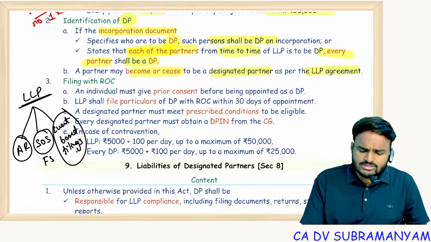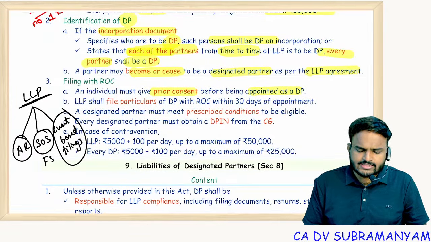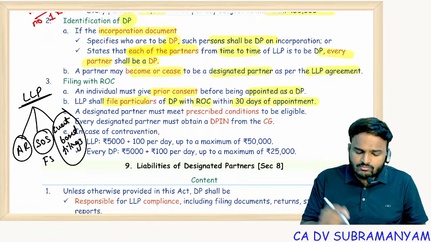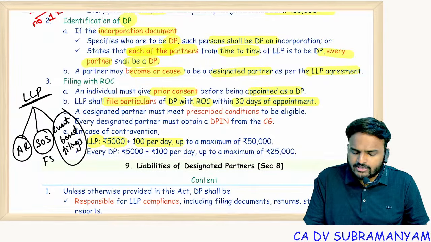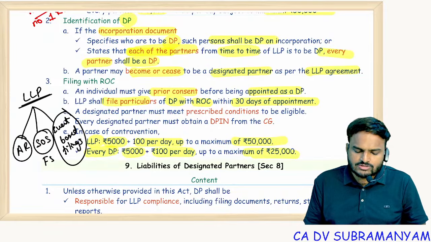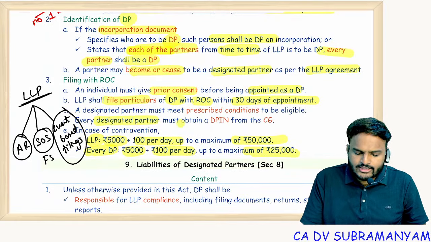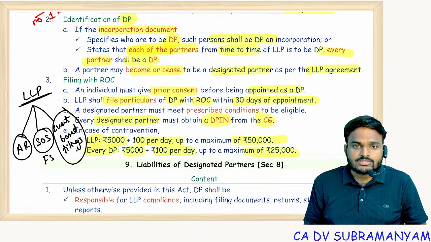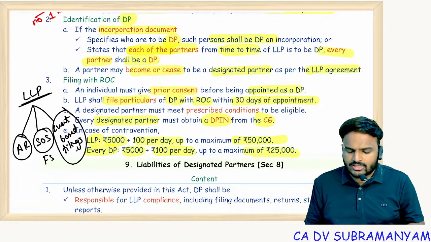An individual must give prior consent before being appointed as a designated partner. Same for a director also. LLP shall file particulars of the DP with ROC within 30 days of appointment. In case of delay in filing with ROC, LLP gets a penalty of 5,000 plus 100 per day up to 50,000 rupees. Every designated partner gets 5,000 plus 100 per day up to 25,000 as punishment. And the important qualification a designated partner must possess is that they must have a DPIN, a designated partner identification number.